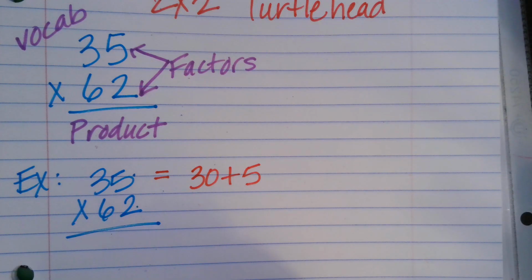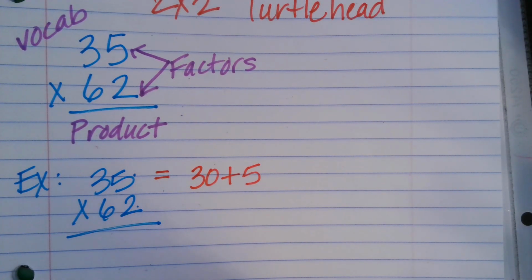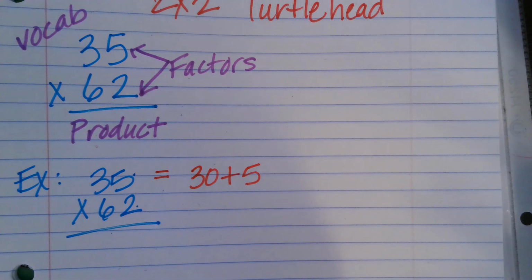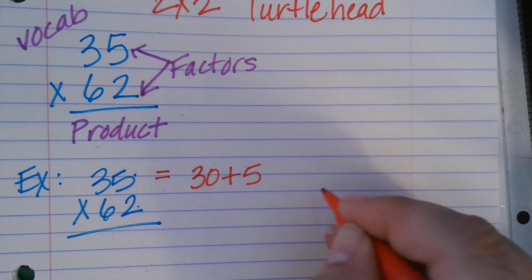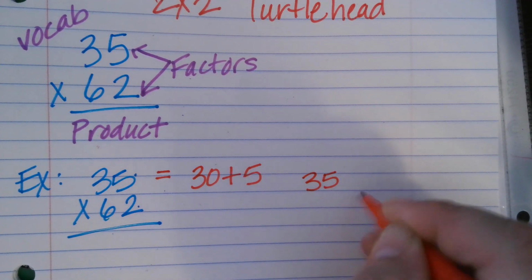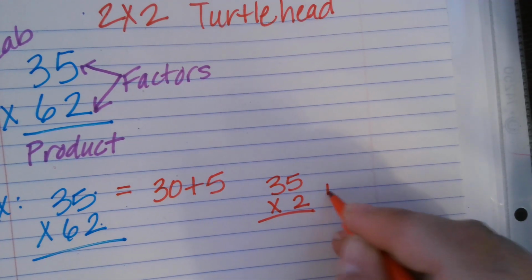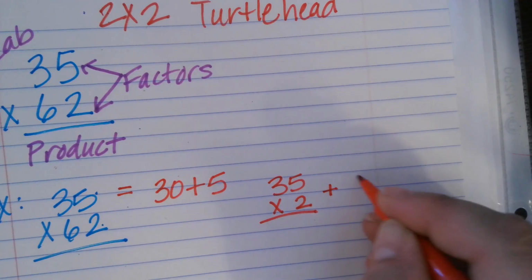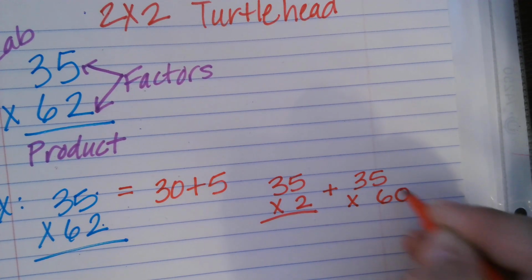So when I take a look at what I'm doing down here, I'm actually taking these numbers and multiplying. It's actually a little complicated. So let's start with the 2. What I'm doing is taking 35 and multiplying it by 2. Then I'm going to add that to 35 times 60.